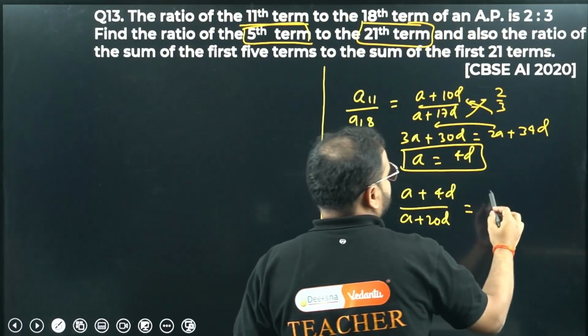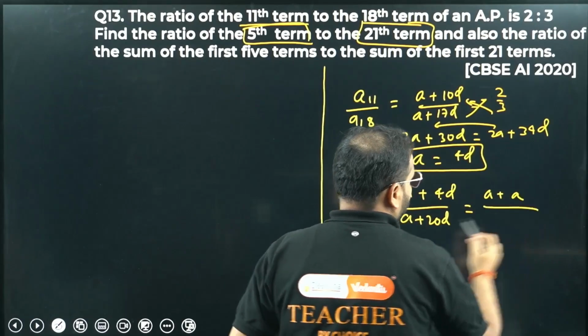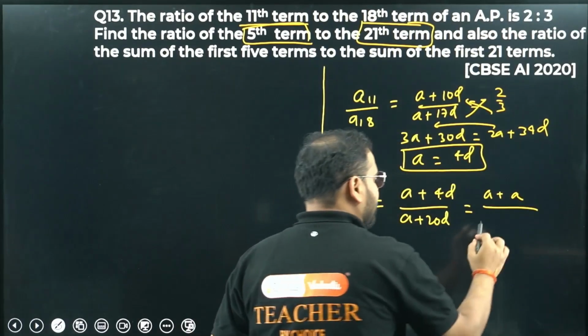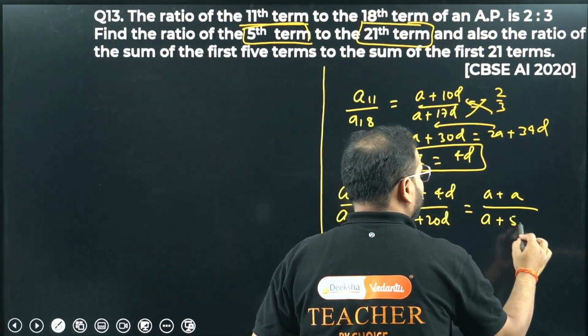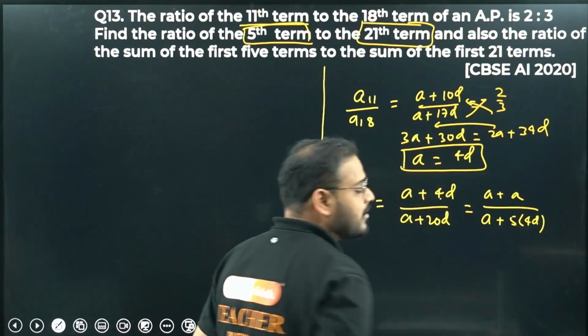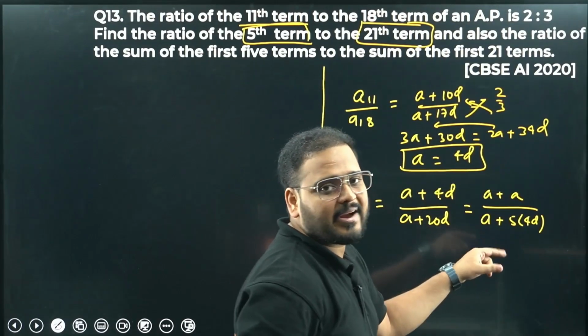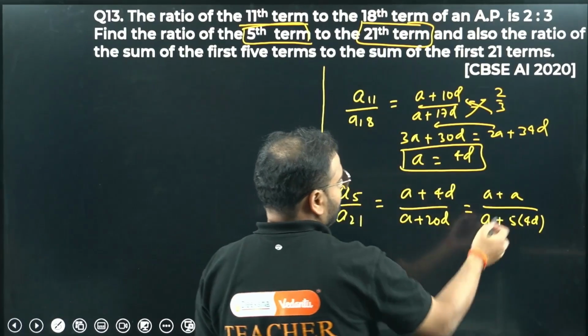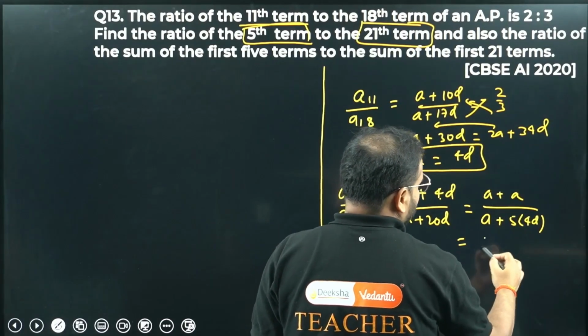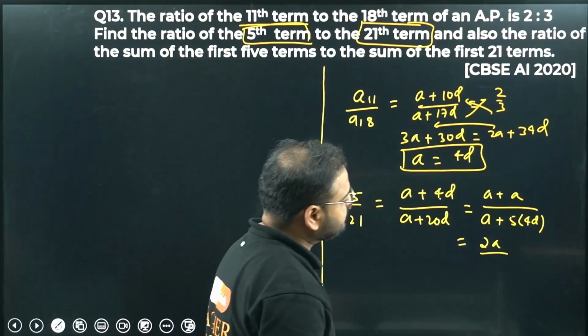So right here, A plus A. What about the denominator? I can write this as A plus 5 times 4D. Why like that, sir? Because I have the 4D value as A. I need to cancel the variable to get the ratio. For that reason, I have to cancel the variables. So I get 2A upon, please check.